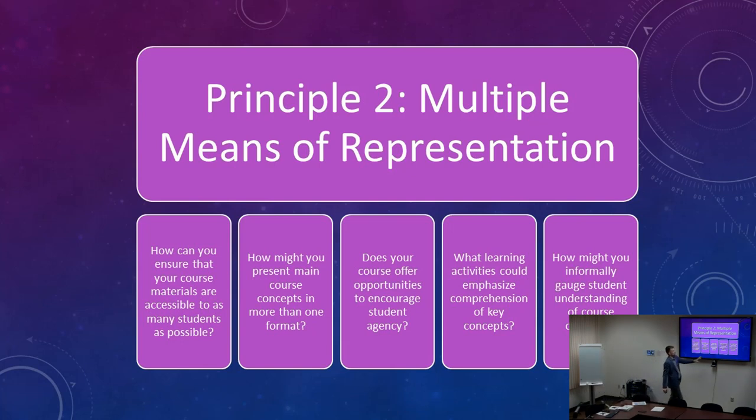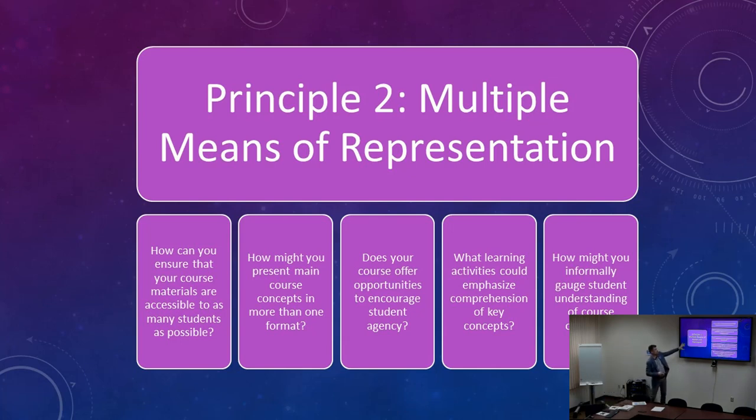And one of the things I saw in some of the reading I did, the suggestion was, you know what you're going to ask them on the exam, so give them some exam questions during your lecture. And he was sort of blunt about it. Like, we're not trying to hide what we're testing them on. We want them to know these things. How might you informally gauge student understanding of course concepts? And that was where you could use Plickers or Kahoot or Quizzes or Quizlet.